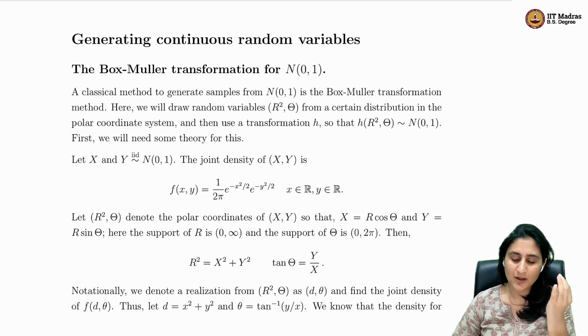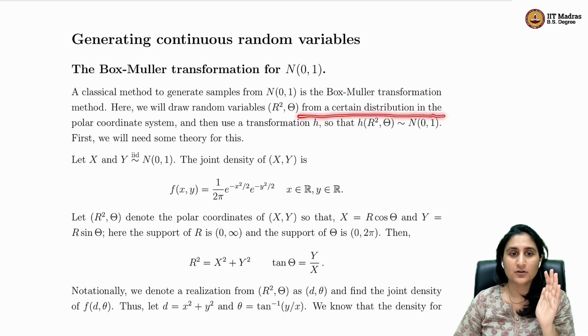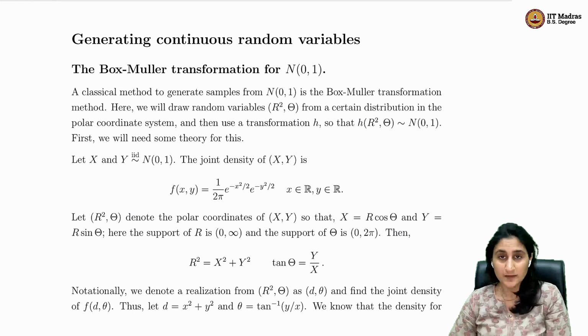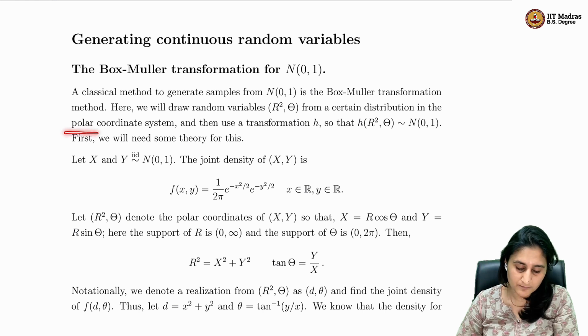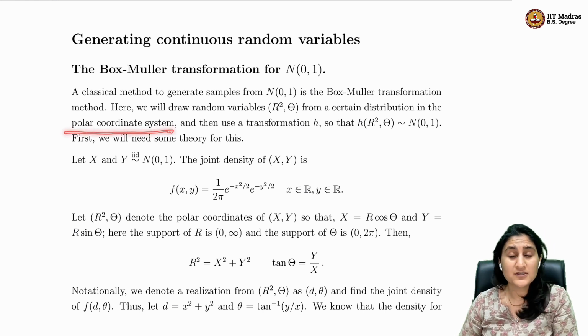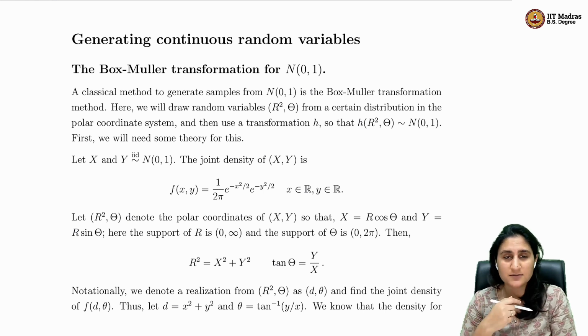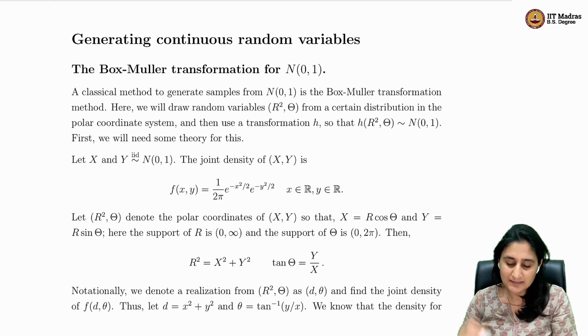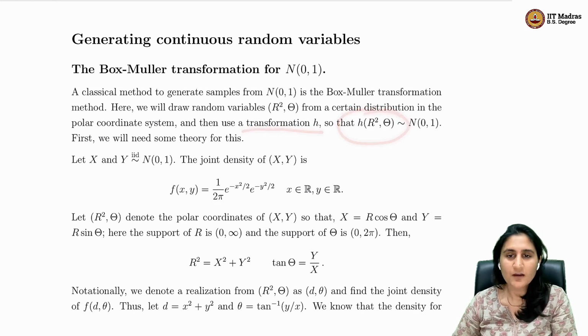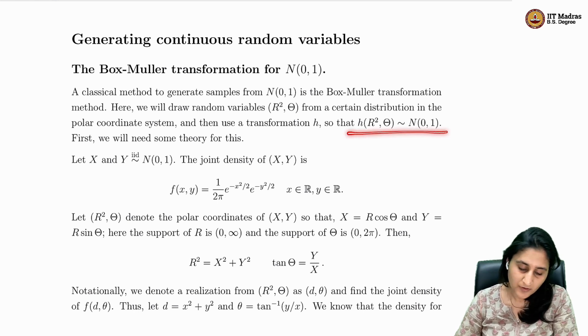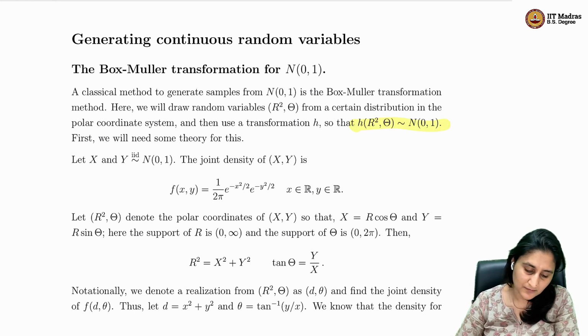The random variables will be called R squared and capital Theta, and they're going to be from a specific distribution. Exactly what distribution we don't know yet. We'll learn what distribution, but these are essentially going to be generated using a distribution in what we call the polar coordinate system. And then we will take these two samples, R squared and Theta, and transform them using some transformation h into h of R squared and Theta, and we hope that once we apply that transformation, this will be true.